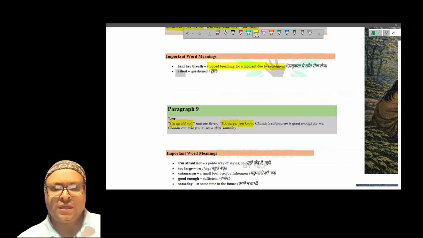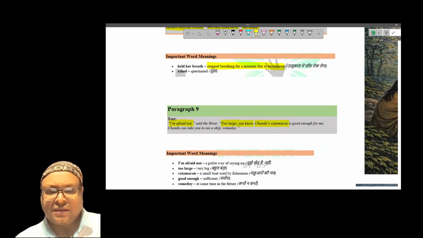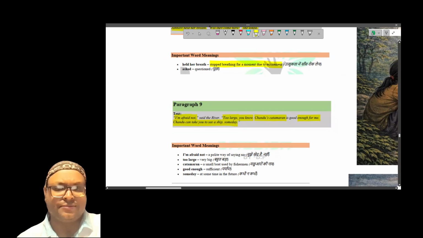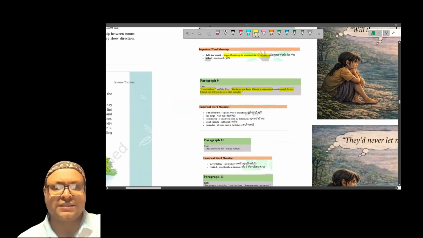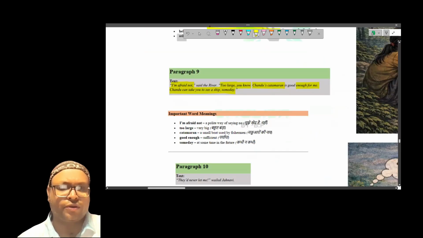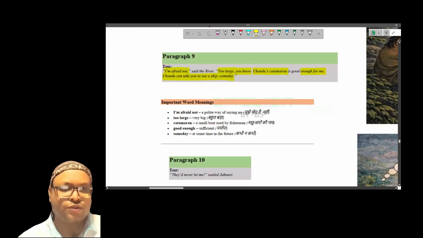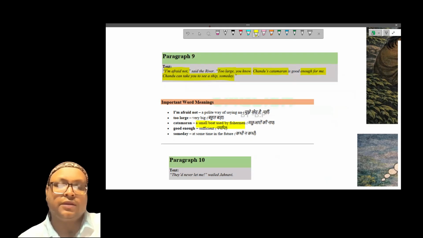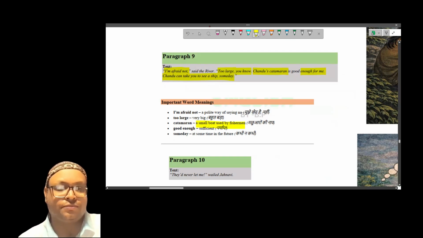"Too large. Chandu's catamaran is good enough for me. Chandu can take you to a ship someday." Now, what is Chandu's catamaran? Let us first finish these paras, then we will get to know this catamaran. A catamaran is actually a small boat used by fishermen. And in that particular river, you cannot expect big ships to travel. Rivers are not deep enough for big ships, right?